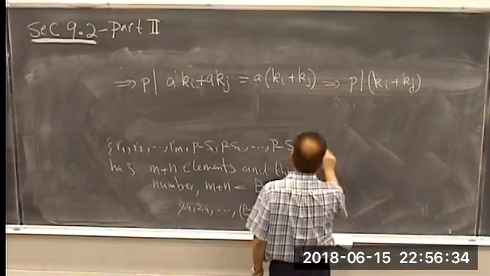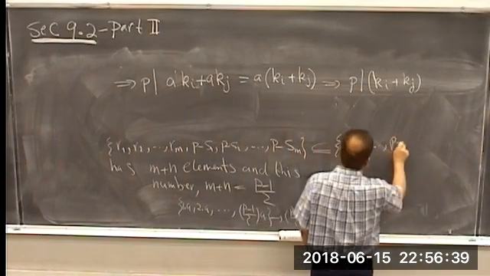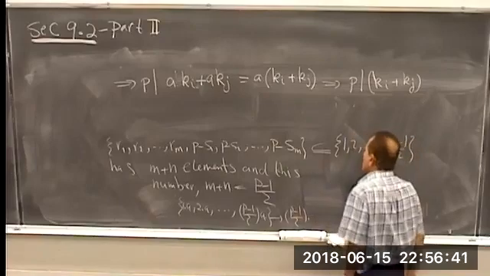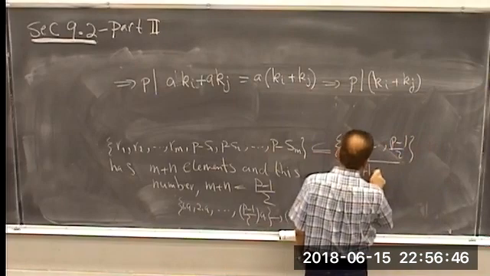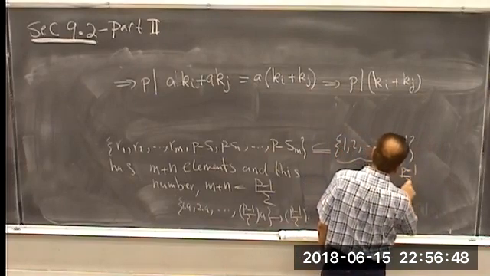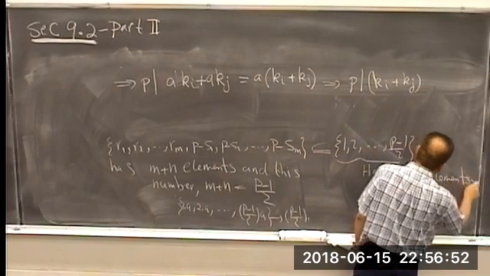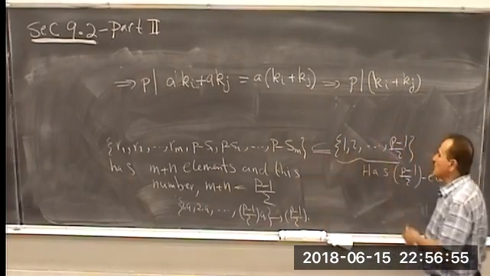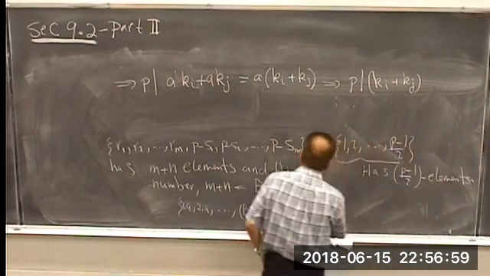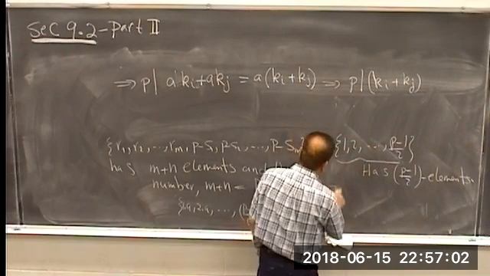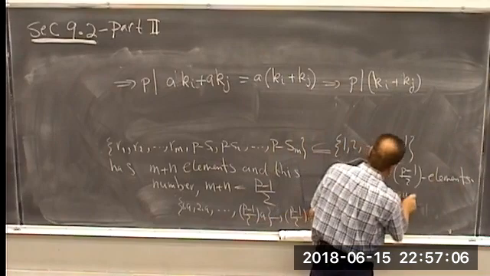In the first part of the proof, we showed this is a subset of {1, 2, up to (p−1)/2}. But both of these have the same number of elements. This one has (p−1)/2 elements. Well, if one is a subset of the other and they have the same number of elements, they better be equal to each other. So therefore, they are equal as sets.